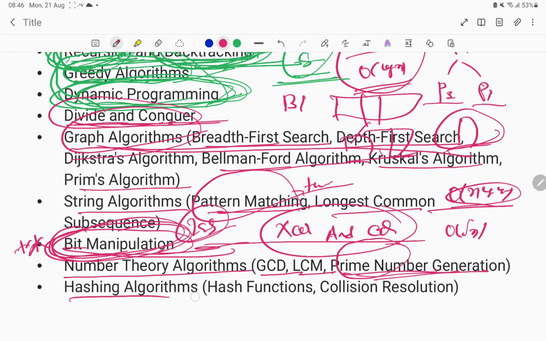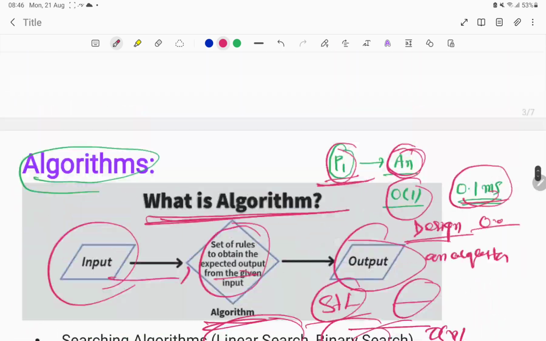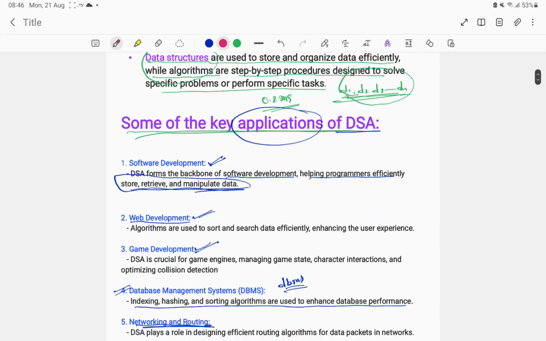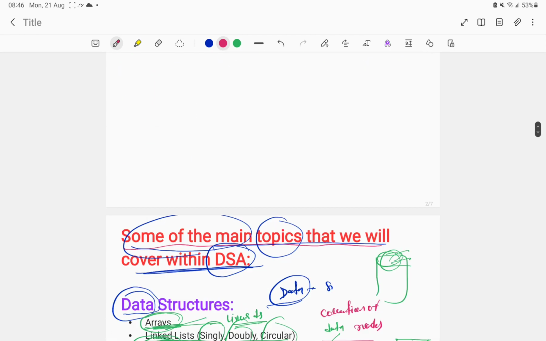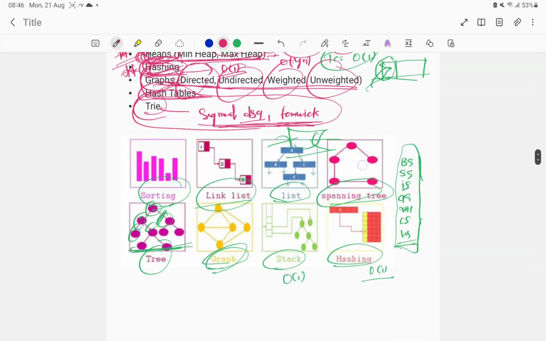And hashing algorithms, I already told you, we have big O of 1 time complexity for all the operations: insert, delete and find, along with hash functions and collision resolution as well. So guys, we will almost cover all the topics of data structures and algorithms. You can observe this, and we will give the link of this PPT so you can refer to it.